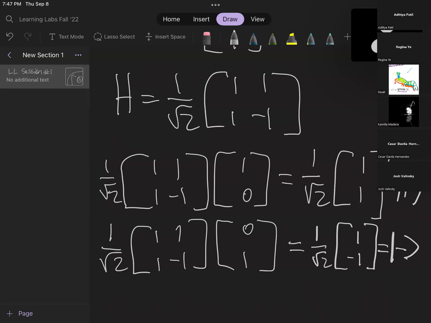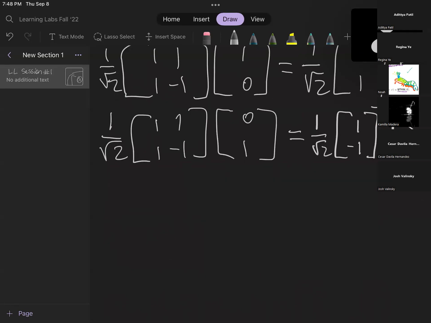So what happens if you do a Hadamard gate on a qubit that's already in a superposition? Okay, walked right into it. That's a good question, and does everyone feel comfortable with the matrix math we've been doing right now? Okay, great.